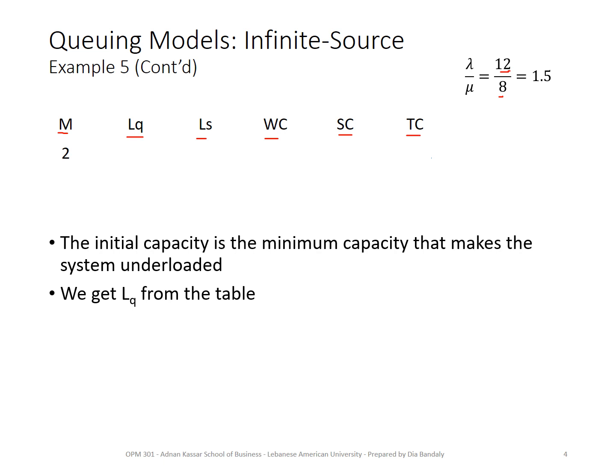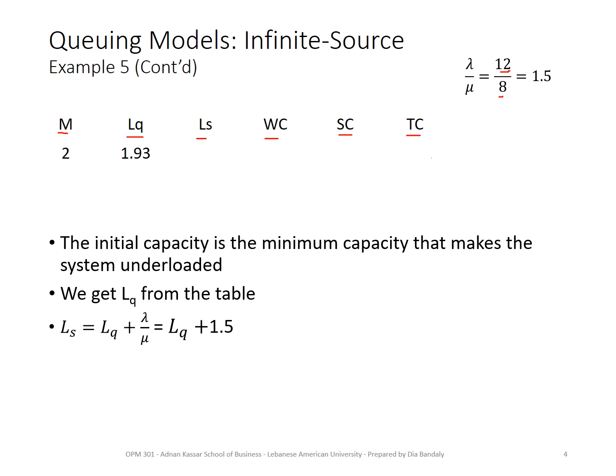Now, to find LQ, how to do it? We find it from the table. I'm not going to show you the table again because it's really very simple to look up these values. But I can tell you that the value would be 1.93. Then LS, how to find LS? Using the basic relationship. It's always equal to LQ plus lambda over mu.